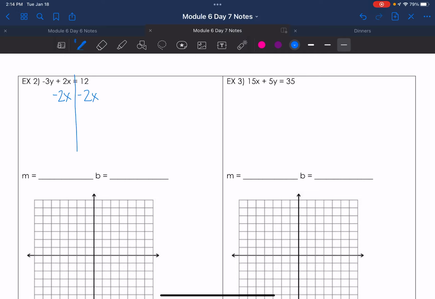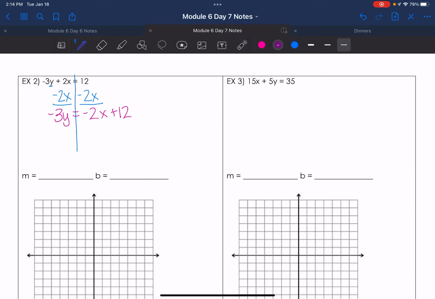Remember, we're not dividing it away because we're looking at what the 2x is doing to the y, and you can see that it's being added, so we have to subtract. We do the inverse operation. All right, and so when we do that, we are left with -3y equals -2x plus 12.